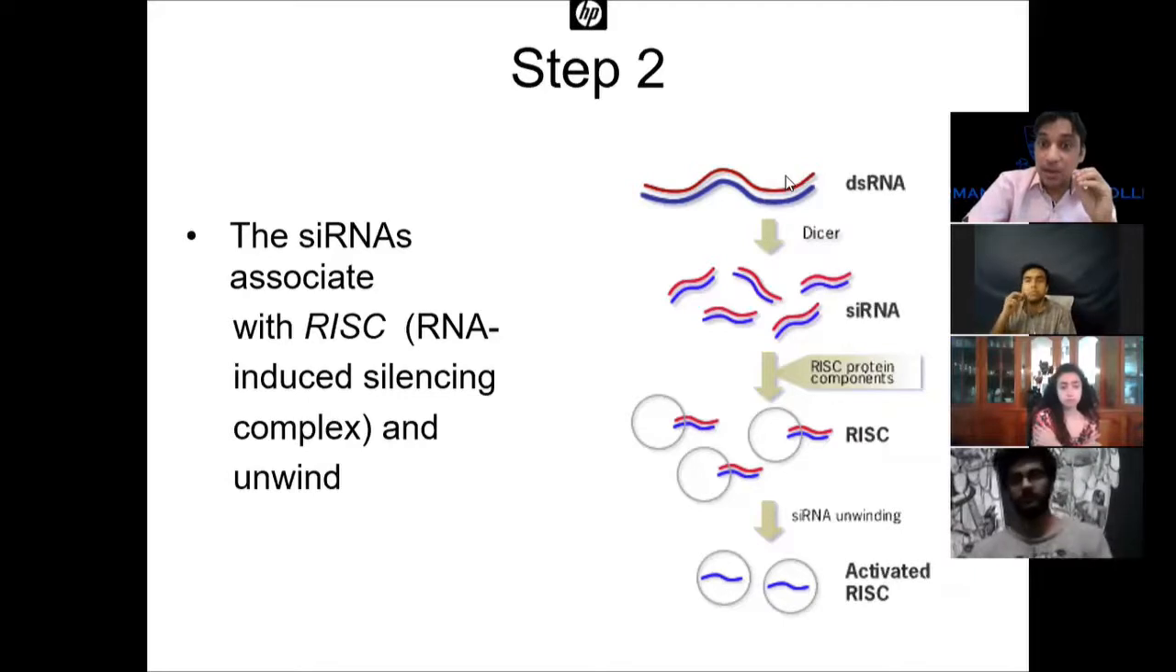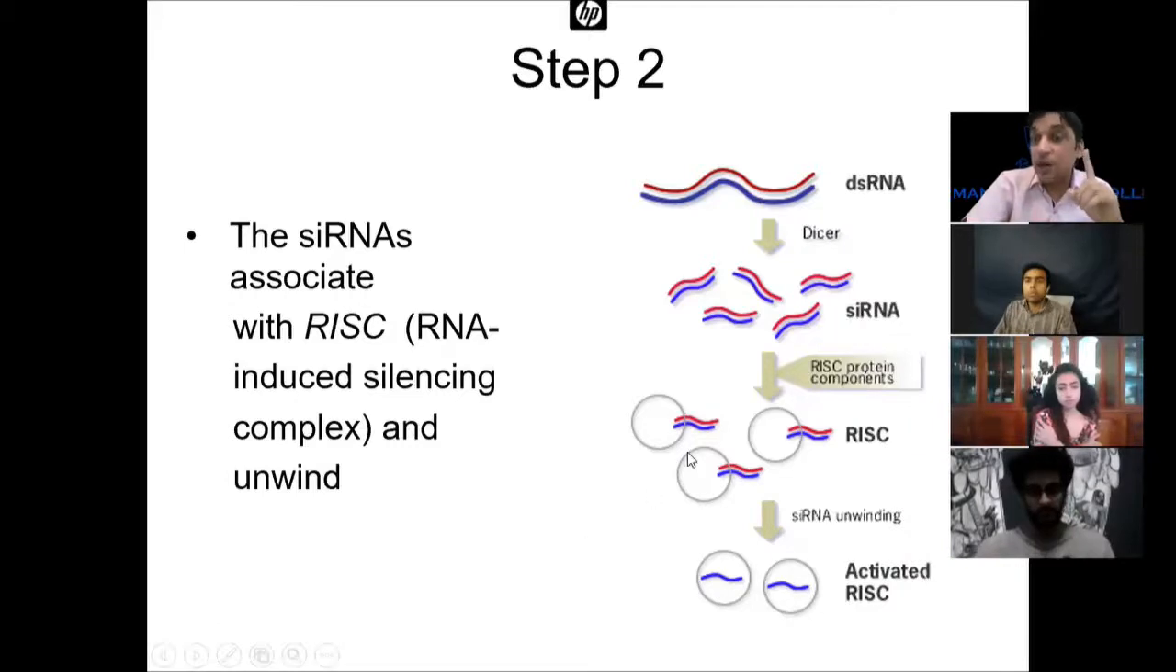The job of the dicer is to chop off the double-stranded RNA, and the job of the RISC is to utilize these small interfering RNAs for the purpose of silencing. They are natural components of our cellular systems. So after the job of the RISC, we are left with one strand. We are left with that one strand loaded on the activated version of the RISC, and that one strand, you can see, is a blue one.